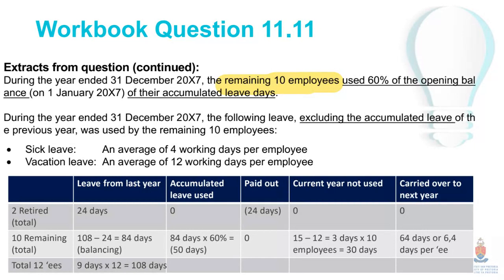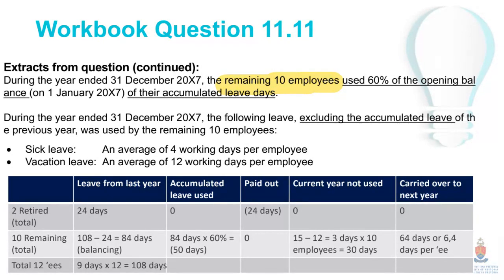People are saying 12. That is correct. How did we get 12? It was 10 remaining employees plus the 2 that resigned. So 10 plus 2, 12. There were 12 employees at the beginning of the year. So when we create the opening balance, we need to account for 12 employees.